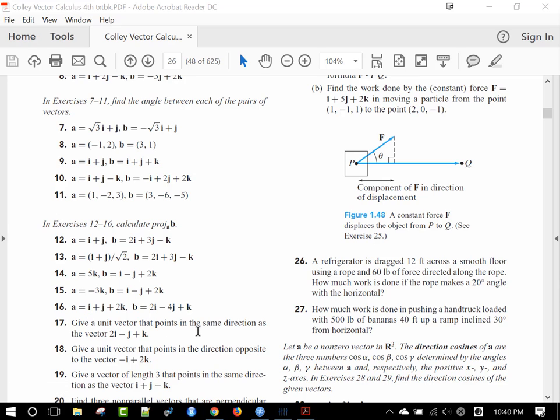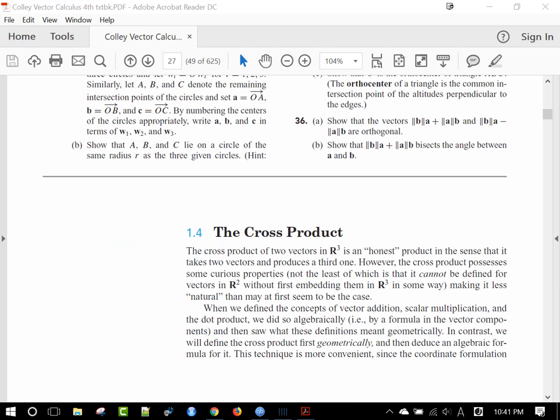Here's another one. Give a unit vector that points in the same direction as this vector. So you just have to create a unit vector, which means you take this divided by its magnitude. To get its magnitude, again, you just take this dot itself and then the square root, and then you divide each term by that, and that will give you a unit vector in the same direction, because it'll be a scalar multiple of this.